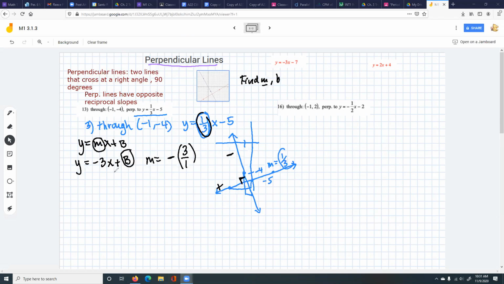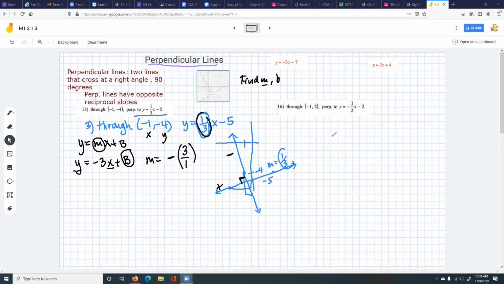Okay, so we need to solve for b. So we do the exact same thing. We plug in x and y into the equation and solve for b. Well, x and y are right here. Here's x, here's y. Who just came in the room? You just came in the room, you need to type your name in the chat.